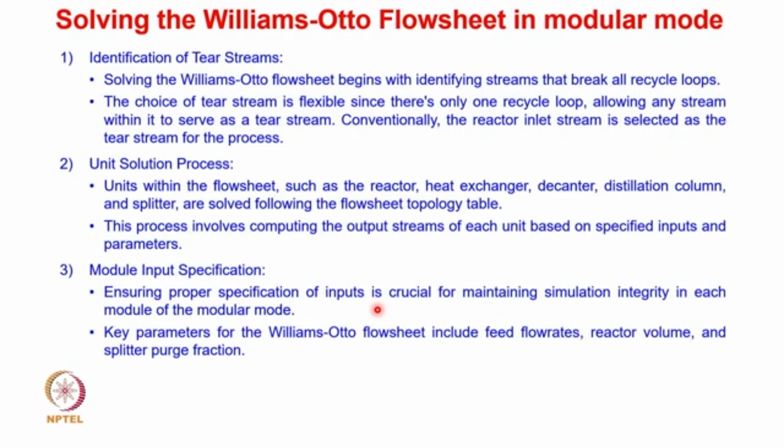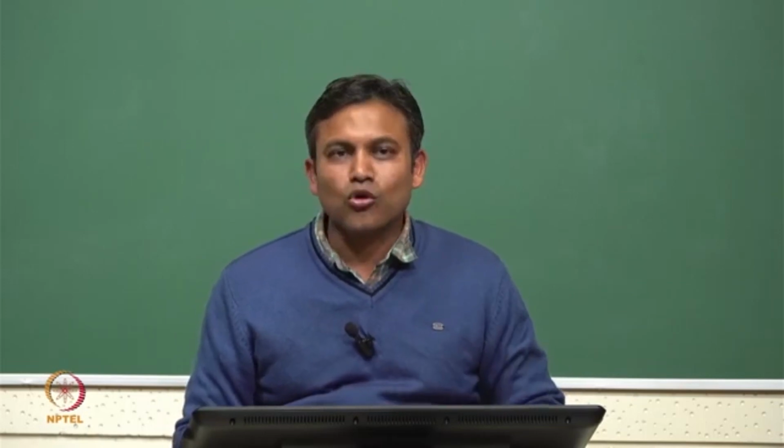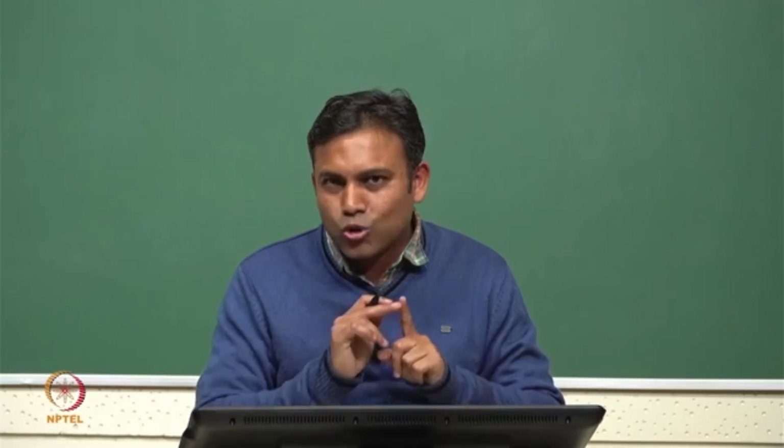Okay. So for this given flow sheet, the different steps involved are these: identification of the tier stream. Solving the Williams Otto flow sheet begins with identifying the streams that break all recycle loops, isn't it? Remember our aim. Ultimately why is this tier stream coming into the picture, what does this tier stream actually mean? A tier stream is the stream we break, and because of that we eliminate the recycle. If I eliminate this recycle, then I can do the calculations in a sequential manner. So identifying these tier streams is very, very important.